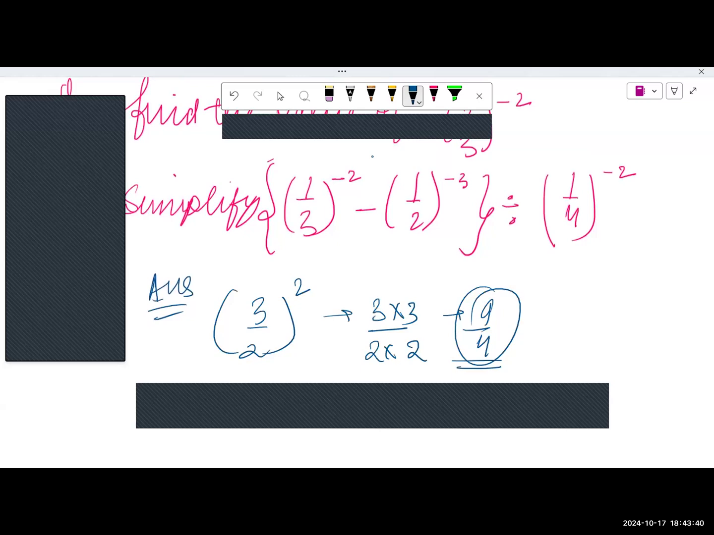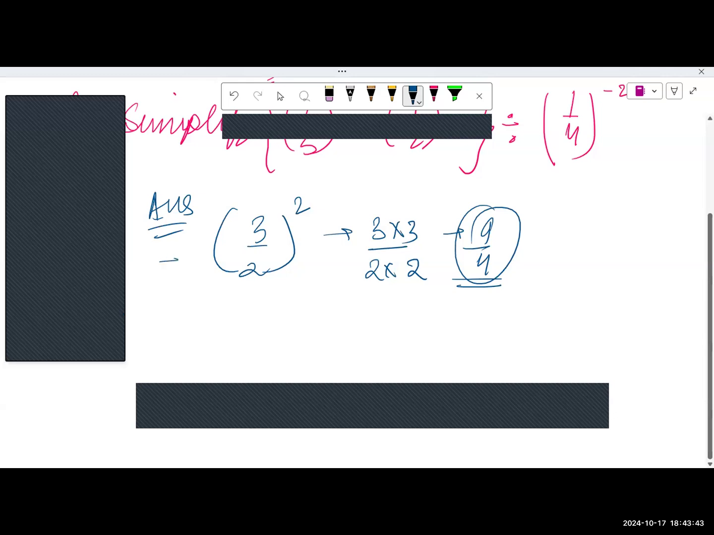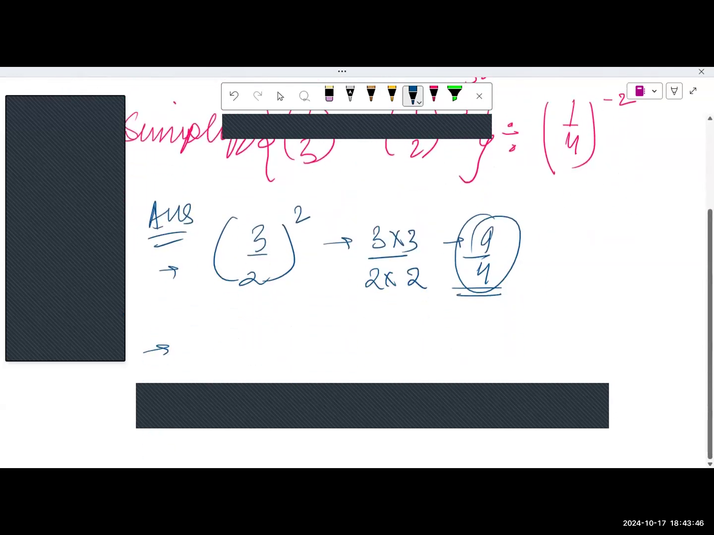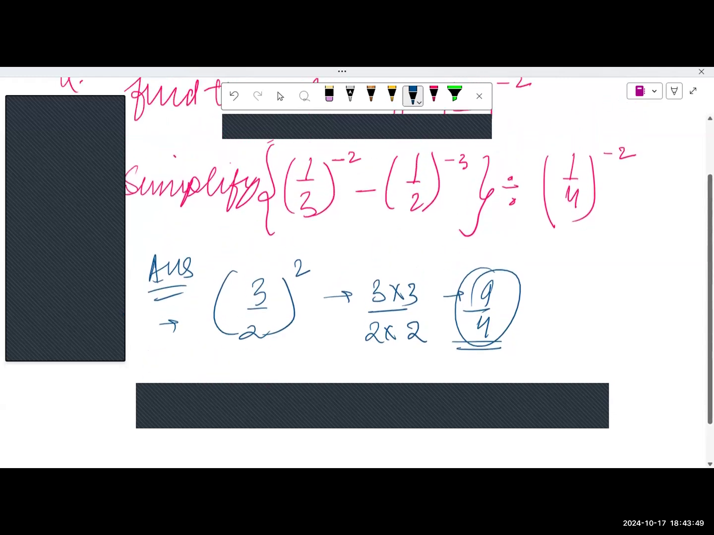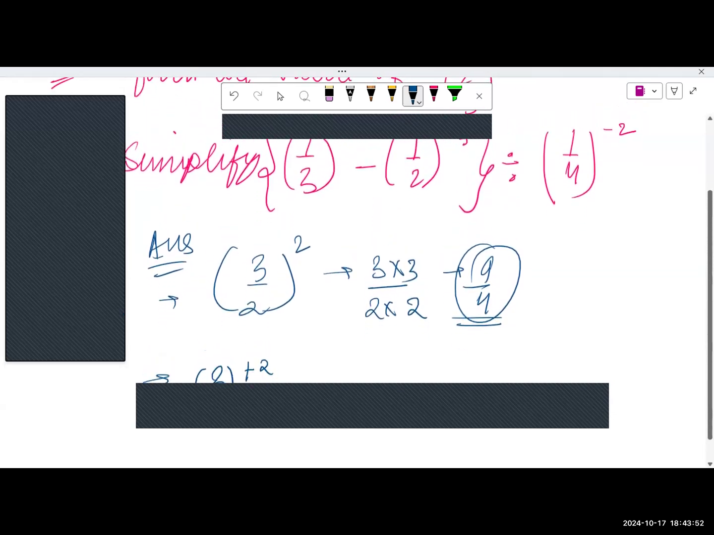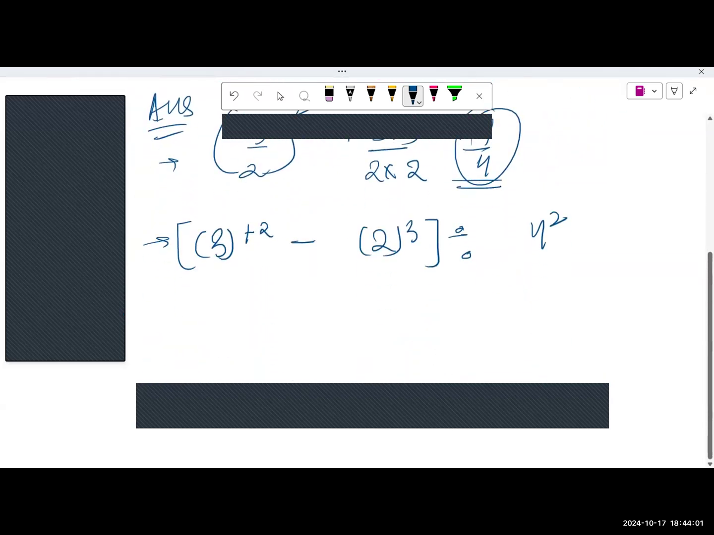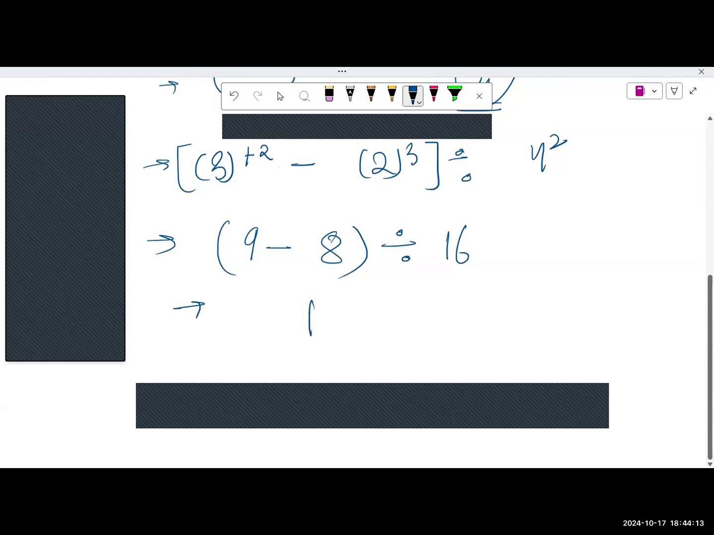Okay. Next we have simplify. First you have (1/3)^-2, so you'll write 3 to the power plus 2. Then you have minus (2)^3 divided by 4 to the power 2. So just solve it. 3 into 3 is 9, minus 2 into 2 into 2 is 8, divided by 4 into 4 is 16. So you have 1 divided by 16, which equates to 1 by 16. Did you also get that answer? Yes, ma'am.